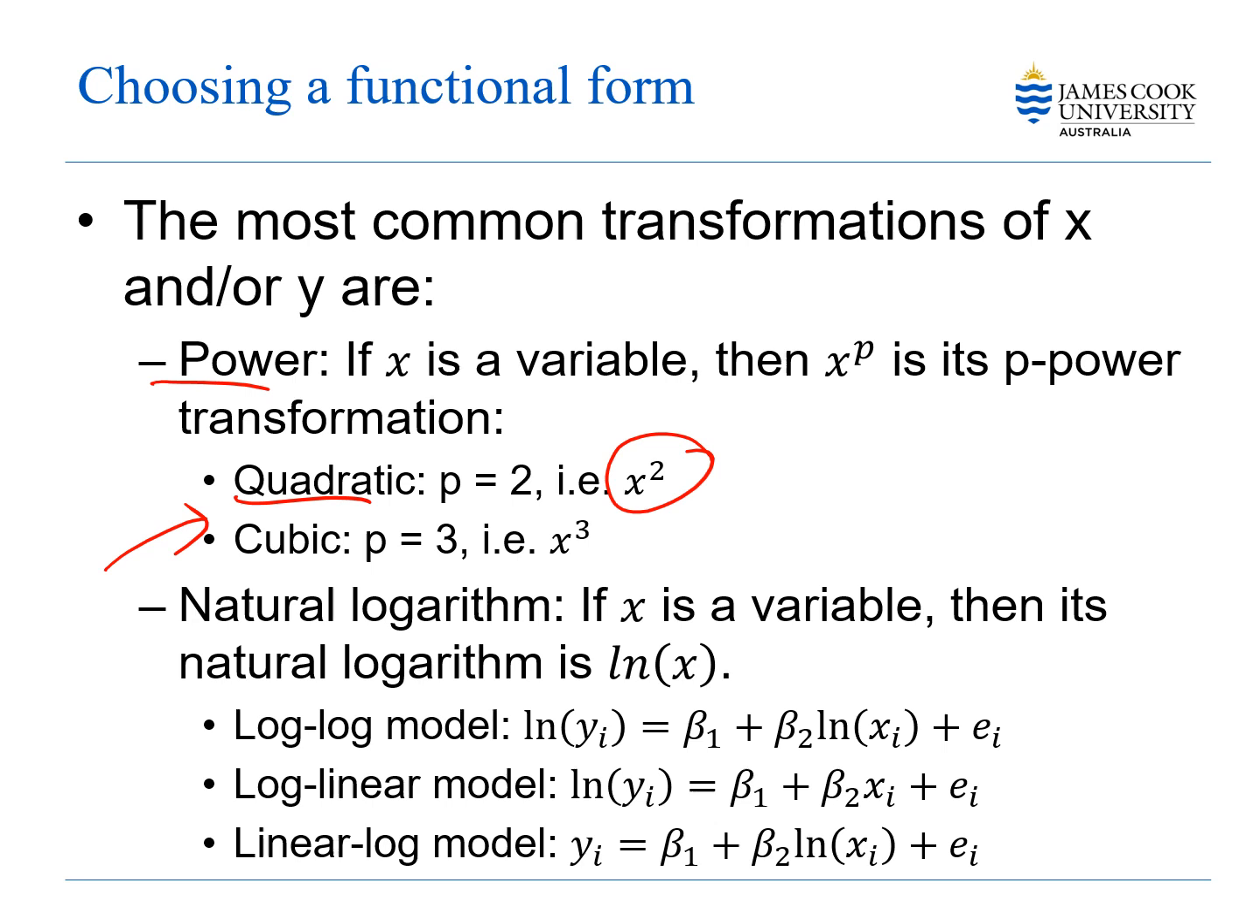We can also do natural logarithm transformations. If x is a variable, then its natural logarithm is log x. We can take a log of x. For example, we might have a log-log model: log yi is equal to beta 1 plus beta 2 log xi plus error term. Or a log-linear model: log yi is equal to beta 1 plus beta 2 xi plus error term. Or a linear-log model: yi is beta 1 plus beta 2 log xi plus error term.